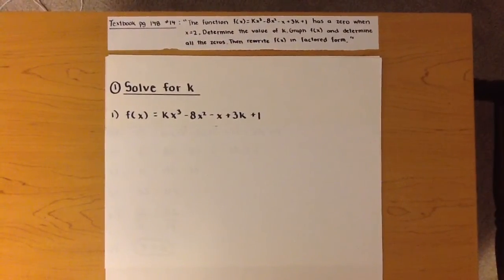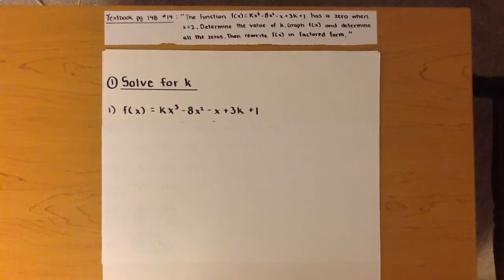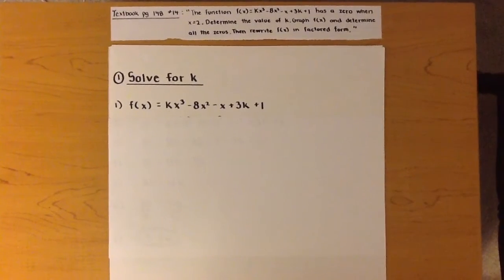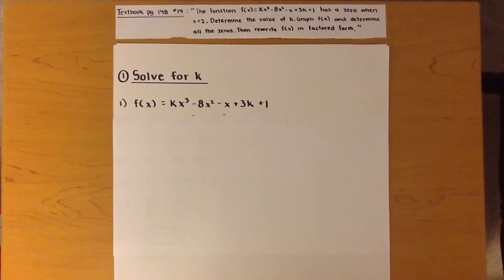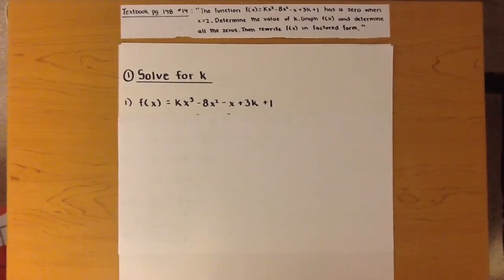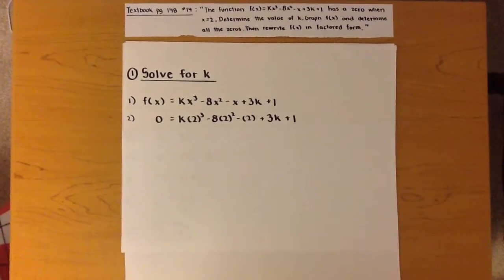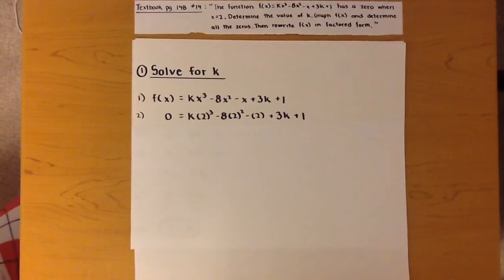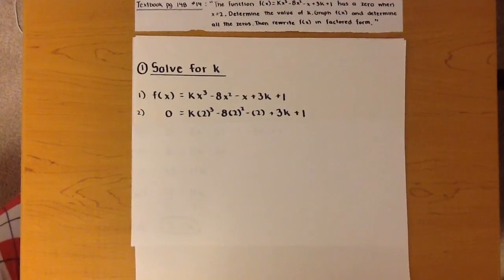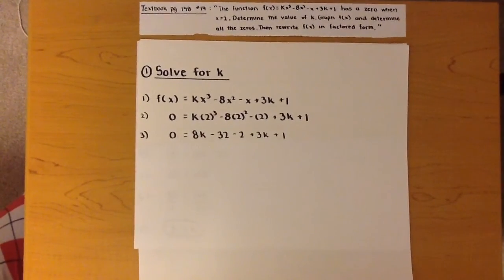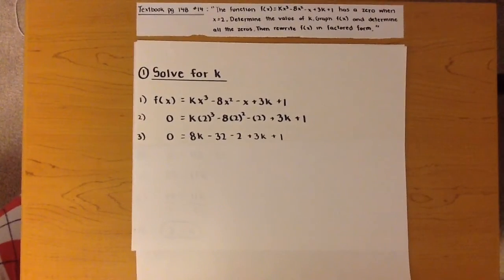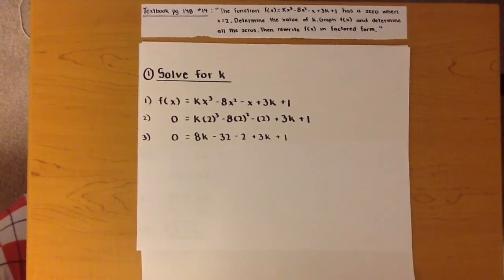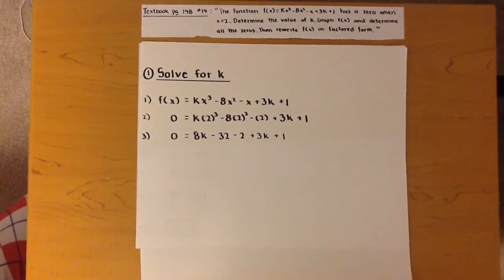The first step to solving this problem is to solve for the first and most important unknown variable of k. As we've previously discovered, the x-intercept, otherwise known as a 0, is at x equals 2 or the coordinate (2, 0). Using this coordinate, we plug in 2 for the variable of x and 0 for the variable of y, or in this case f of x. After doing this, we are left with just one variable in the equation, which is k. From here, we must solve for k by expanding the equation where applicable, giving us an equation of 0 equals 8k minus 32 minus 2 plus 3k plus 1.